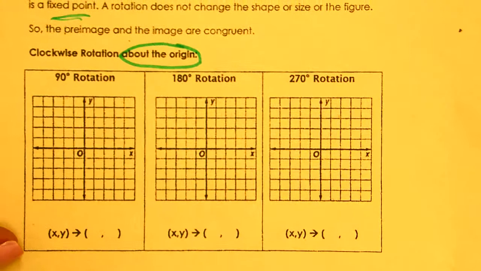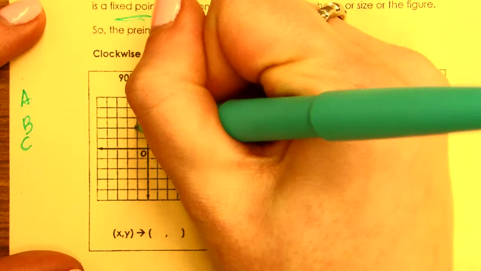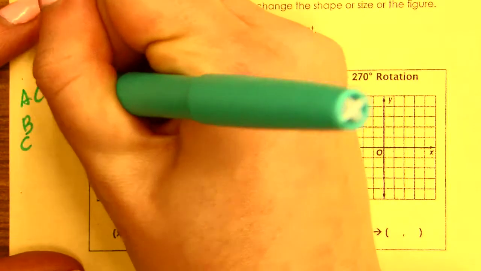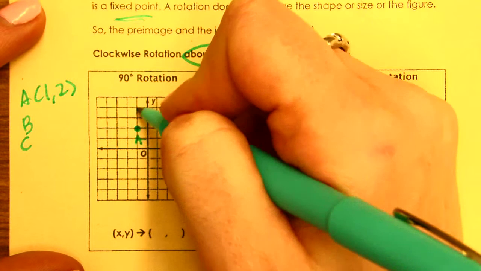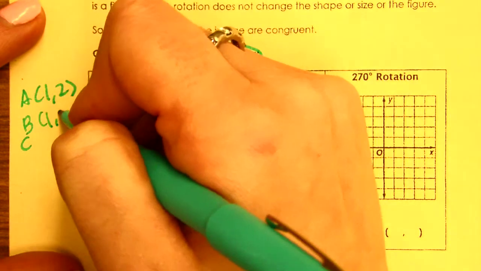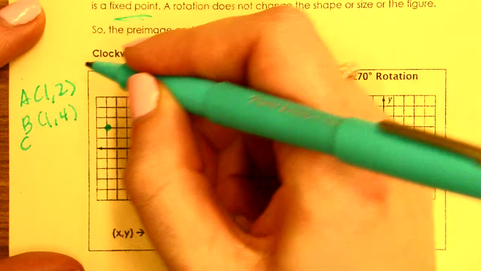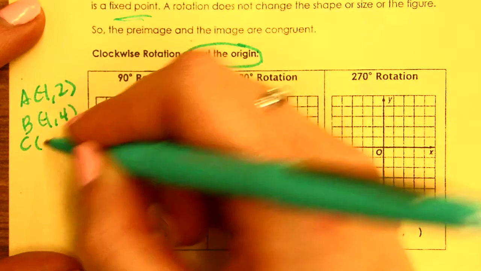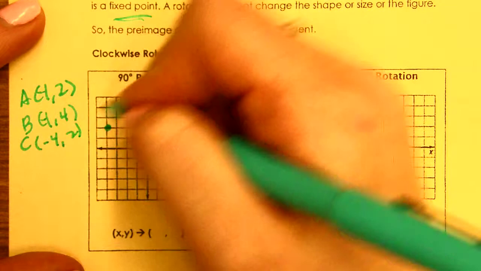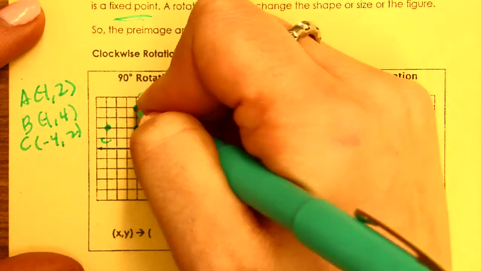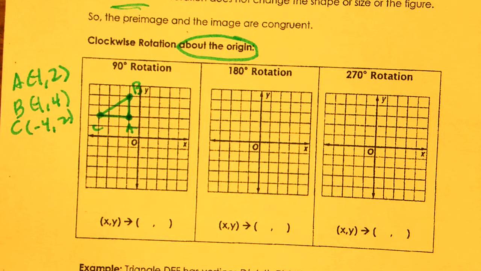You're going to draw in triangle ABC, and you can't see what I wrote there. A is going to be at 1, 2. B, so there's A, B is going to be at 1, 4. And C is going to be over here. Oops, I messed up. This is negative 1, 2 and negative 1, 4. And C is going to be over here at negative 4, 2. So there's A, there's B, there's C. We need to rotate it 90 degrees clockwise about the origin.